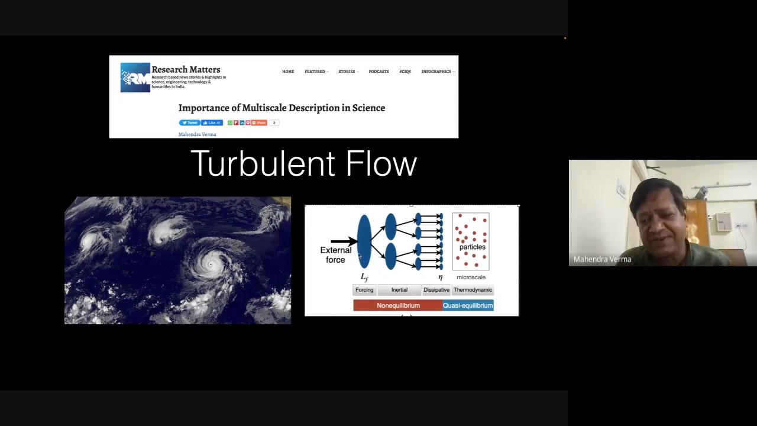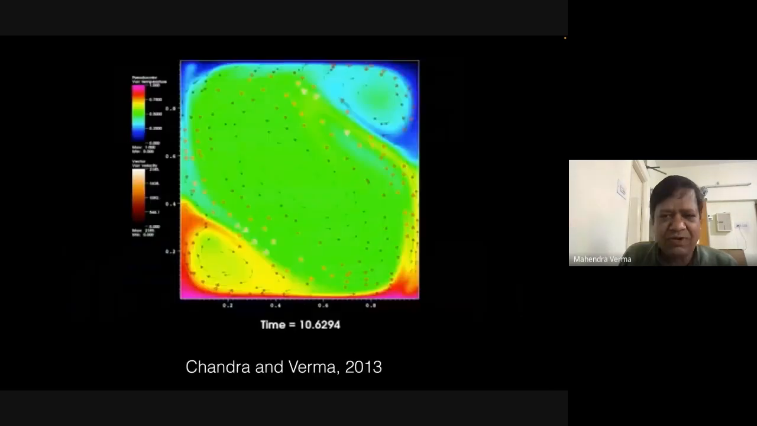If you give enough energy, then it becomes turbulent. It has a large Reynolds number, and the nonlinear term is very important. And this part is non-equilibrium. And this other part is equilibrium physics, quasi-equilibrium, because there is some heat coming into molecules, but this part is quasi-equilibrium. Now, let me just show you a picture.